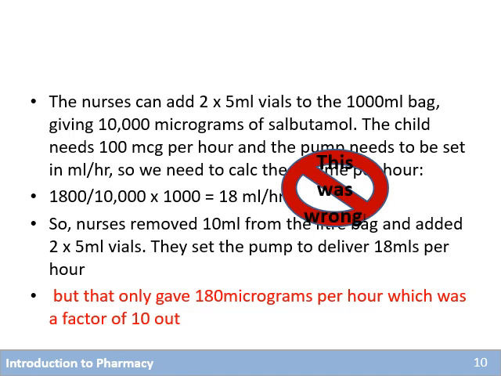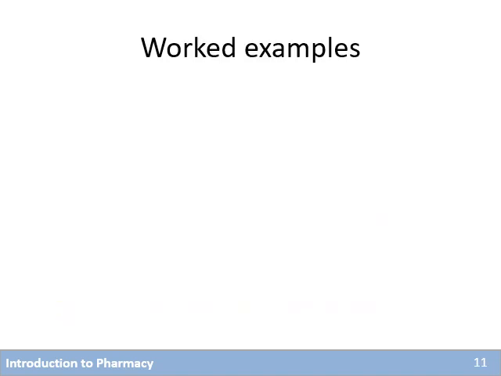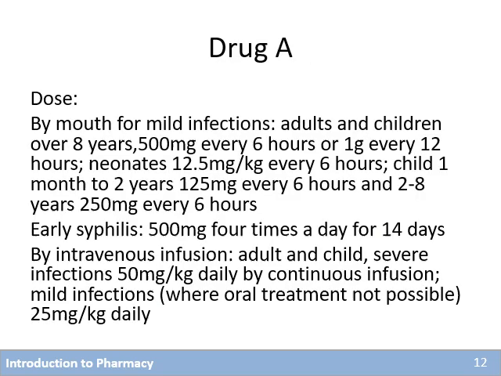Okay, so what I want you to do is have a look at the following issues. All three questions that follow are based around drug A, and this is the information you would get about drug A. So it tells you what it's for. These are known as the indications. So mild infections is the indication. By mouth is the route that it's given, obviously.